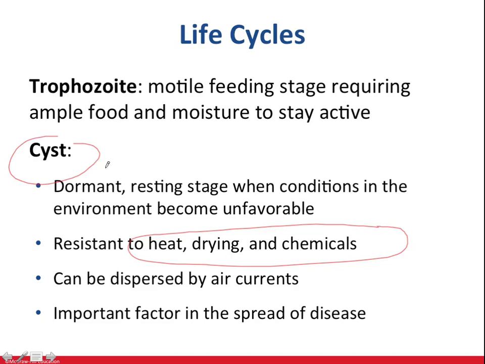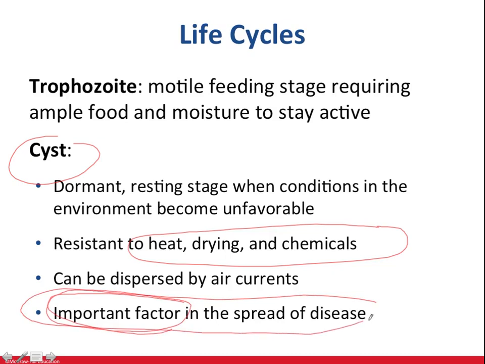The cyst stage means they can shrink their shape and decrease their function and activities to survive in those tough environments. The cyst is an important factor in the spreading of disease, because many protozoan diseases are induced by the consumption of the cyst by humans.